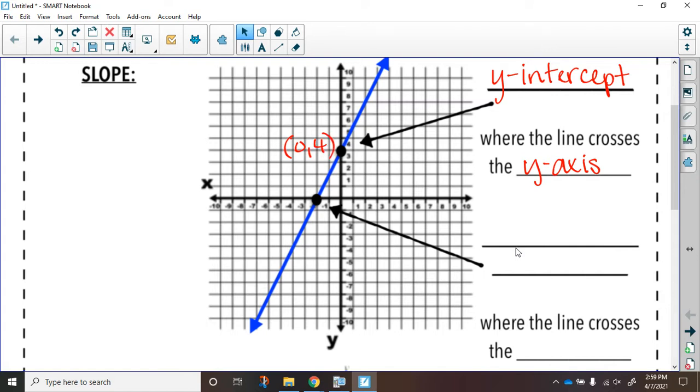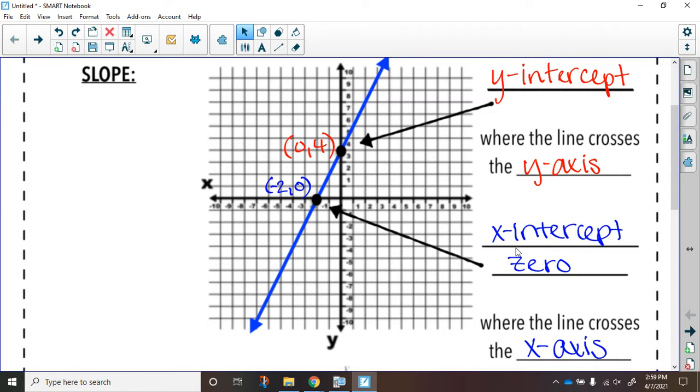Alright, the second point that we're going to be looking at is our x-intercept, or our zero. This is where the line is going to cross the x-axis. For this particular point, we're at (-2, 0). And the slope is what determines the steepness of our graph.